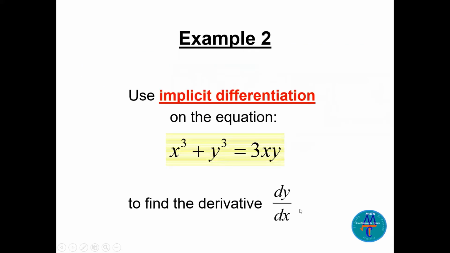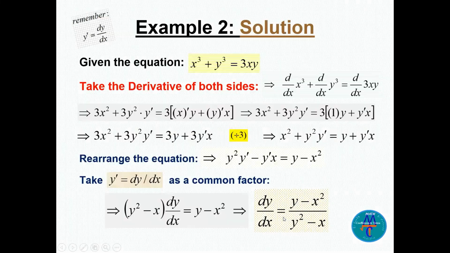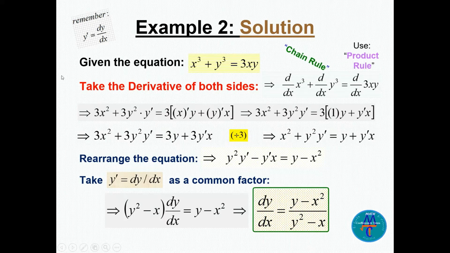Let's take a higher example. x cubed plus y cubed is equal to 3xy. Use implicit differentiation to find the derivative dy over dx. Just be careful here. Take the derivative of both sides. So the derivative of this plus this is equal to the derivative of 3xy. First one, we use the power rule, normal. The derivative of x cubed is 3x squared, finished.